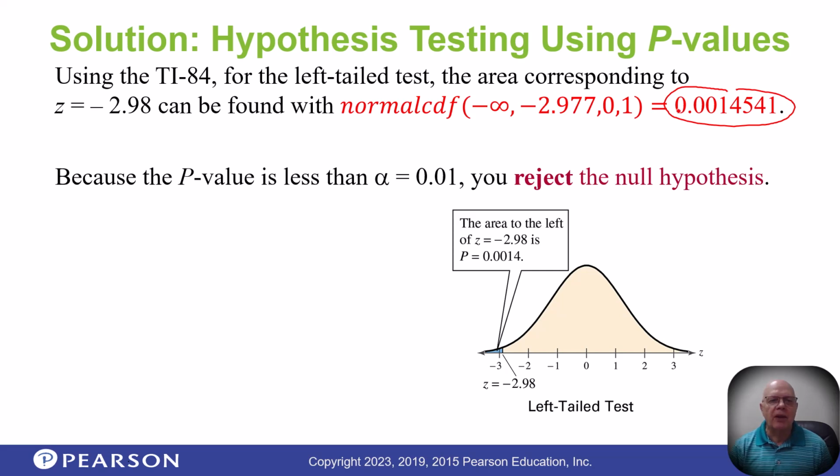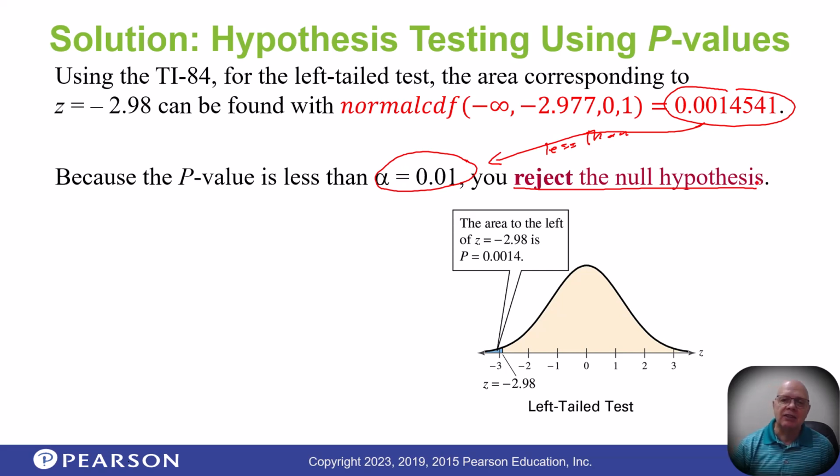And we're comparing it against an alpha of 0.01. Is this less than this? Yes. Since it is less than that, you reject the null hypothesis. What does that mean, though? Just because we reject it, it doesn't mean we have the answer, because we have to take it back to the claim.